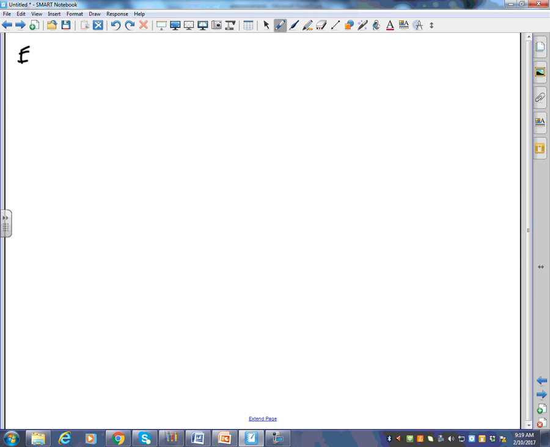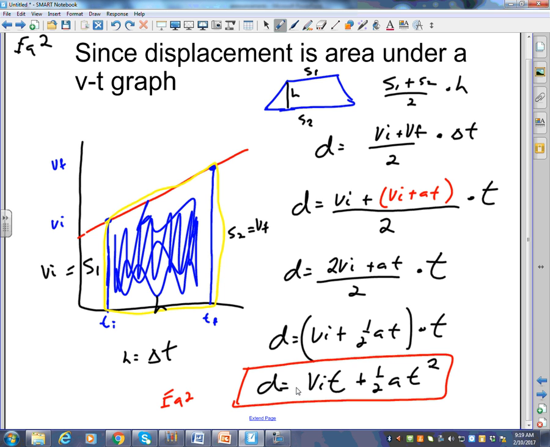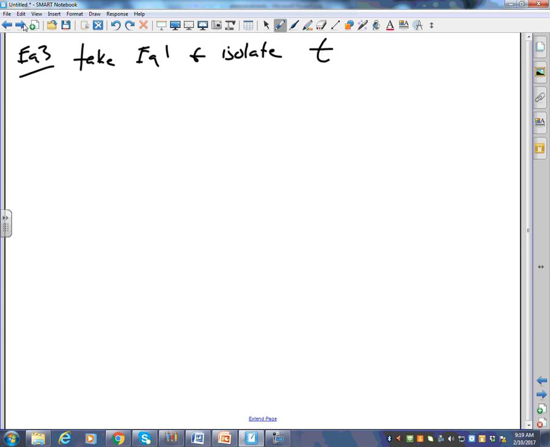Special equation number 3. Okay. So I'm going to say, take equation 1 and isolate t. What we're going to do here is create a formula that eliminates t. That's the goal. Take equation 1 and isolate t.